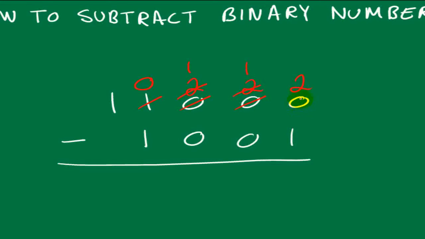And so this is what happens. So now 2 minus 1 is 1. 1 minus 0 is 1. 1 minus 0 is 1. Once again, we have the same problem. We have 0 minus 1.